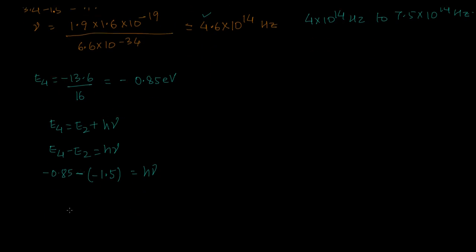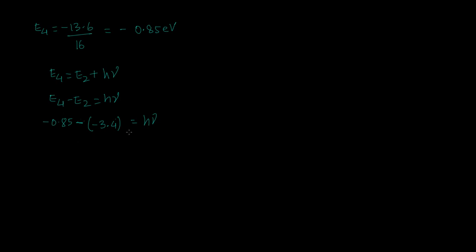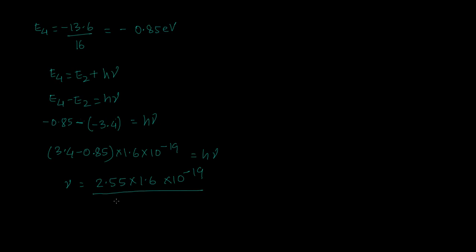E4 is minus 0.85, and E2 is minus 3.4. But this is in electron volts, let's not forget this, so it gets multiplied by 1.6 into 10 to the power minus 19. That is equal to h nu. So nu is equal to 3.4 minus 0.85, which is 2.55, into 1.6 into 10 to the power minus 19, divided by h, which is 6.6 into 10 to the power minus 34.